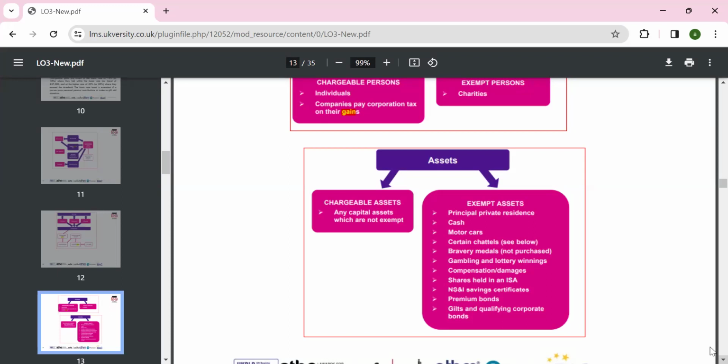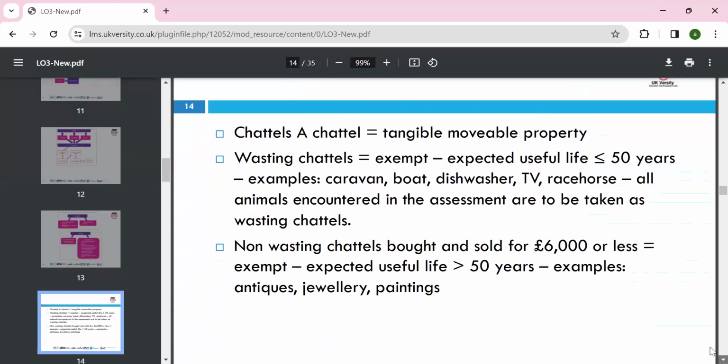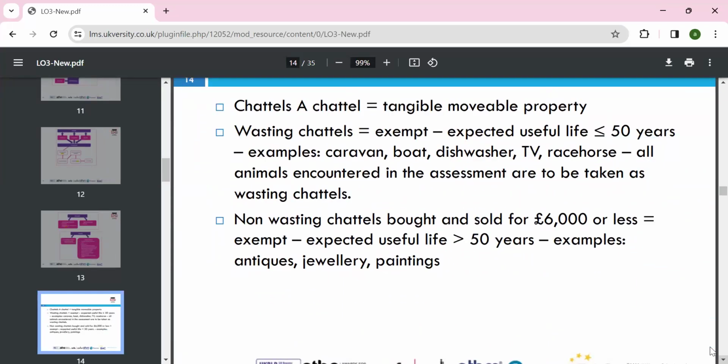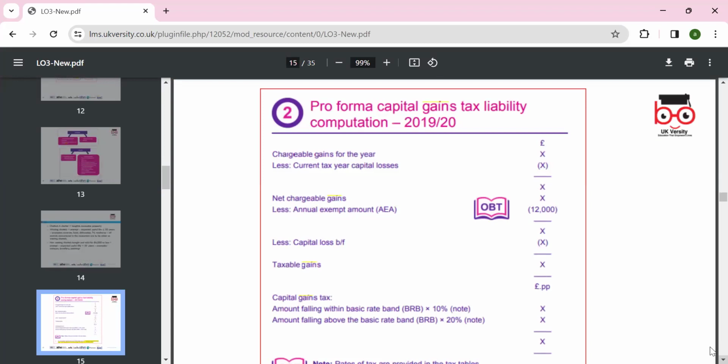We list gambling and lottery; all these are exempt. Chattels are tangible, movable property. A wasting chattel, with an expected useful life of less than 50 years, is exempt. Animals are taken as wasting chattels. Non-wasting chattels bought and sold for more than 6,000, with an expected life greater than 50 years, such as antiques, jewelry and paintings, can come into capital gains tax.